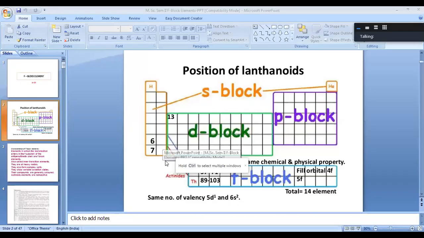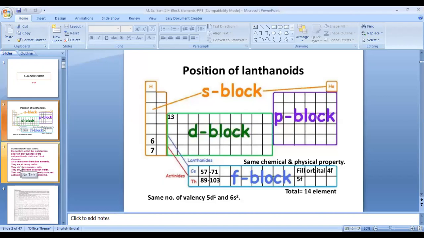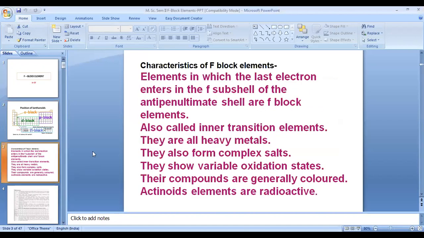I would like to show you all the 15 members in simple diagrammatic form, having almost 15 members. So what are the characteristic features of all these elements? Here, the elements in which the last electron enters into the f subshell, that is either 4f or 5f of the antepenultimate shell. The antepenultimate shell means 4f, 5d, 6s or 5f, 6d and 7s. The 4f or 5f orbital is known as the antepenultimate shell.